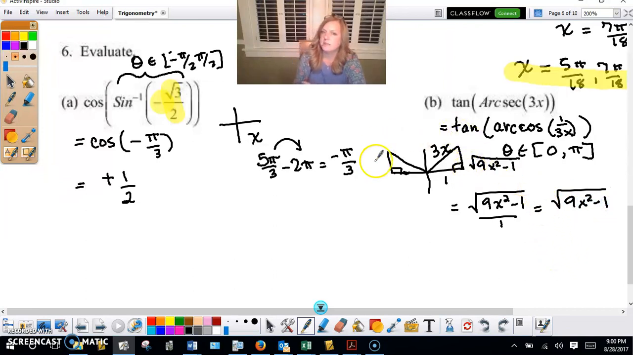Now, let's address the other quadrant here before we walk away from this one, because in one of the previous examples, they kind of worked out to be exactly the same. But what we're looking at here is the angle whose secant ratio is 3x. Now, that secant ratio could be negative.